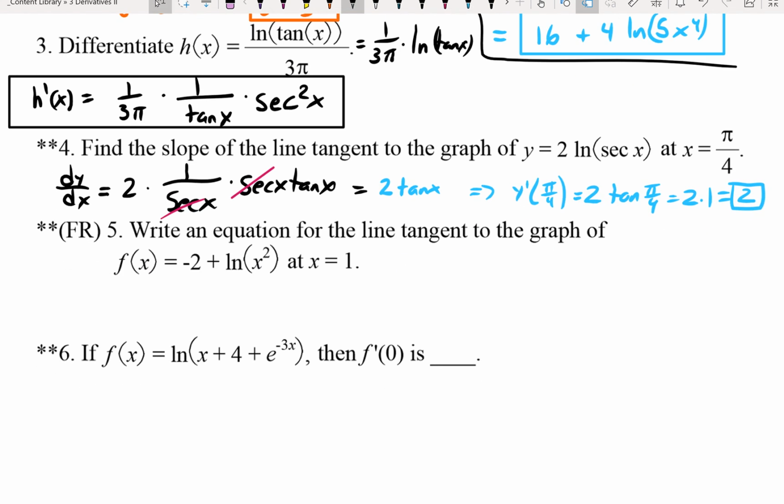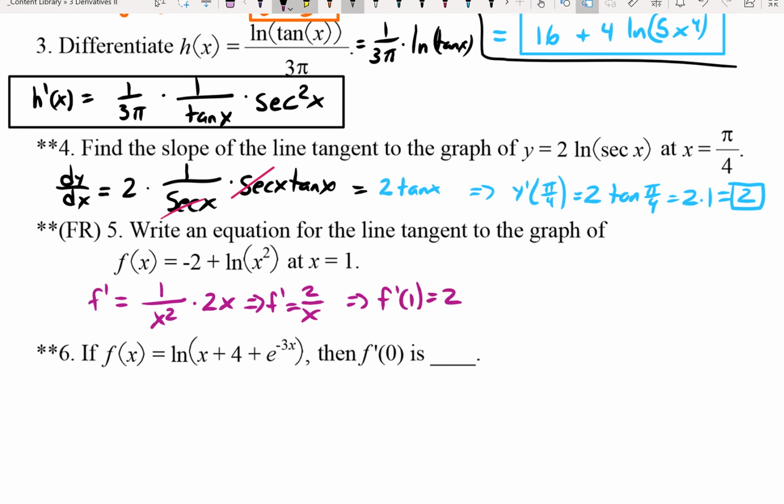Number 5, we're going to write the equation of the tangent line. So I need to start by taking the derivative. F prime is derivative of negative 2 plus ln of x squared, derivative 1 over the inside, multiplied by the derivative of the inside. We can simplify that down to 2 over x. And then plug in 1. F prime of 1 is 2. That's the slope of the tangent line.